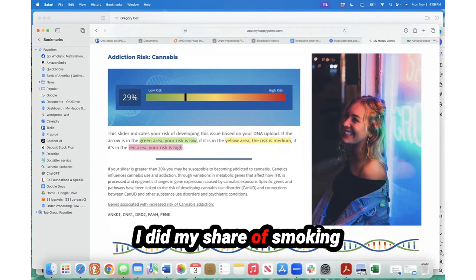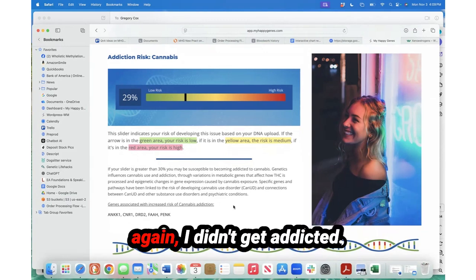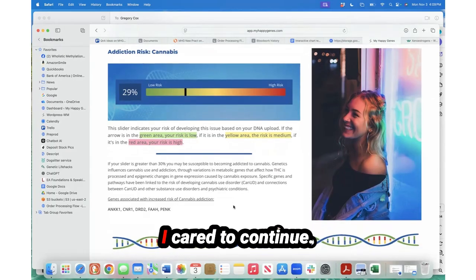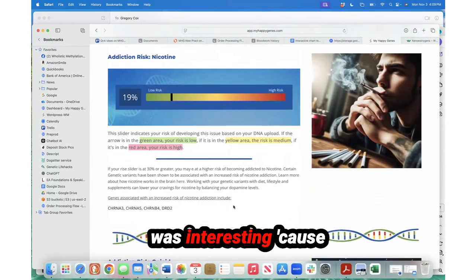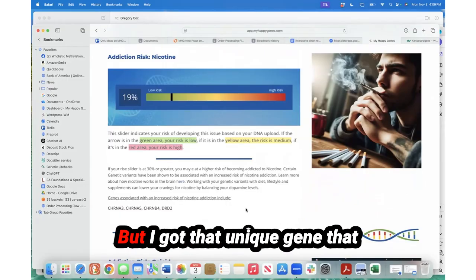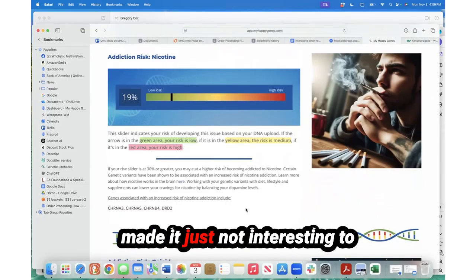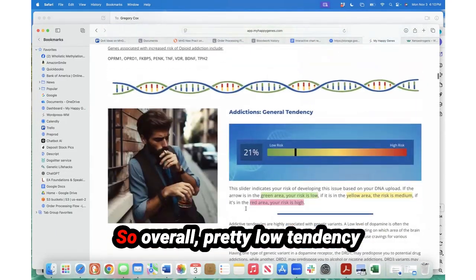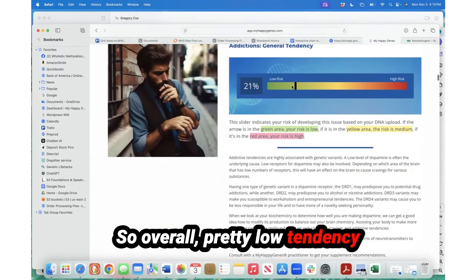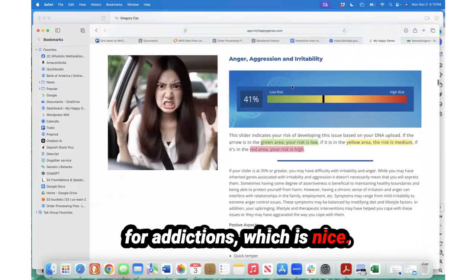I did my share of smoking pot in college, but again, I didn't get addicted. It wasn't something I cared to continue. And low nicotine risk, which was interesting because everybody in my family smoked, but I got that unique gene that made it just not interesting to me. And opioid addiction risk. So overall, pretty low tendency for addictions, which is nice.